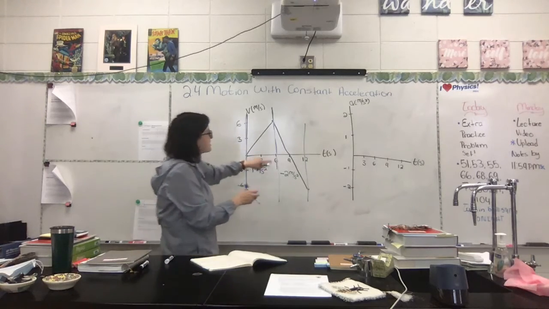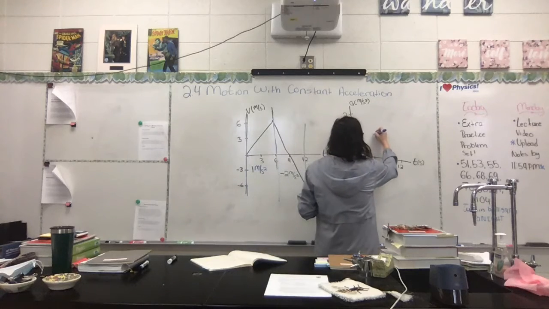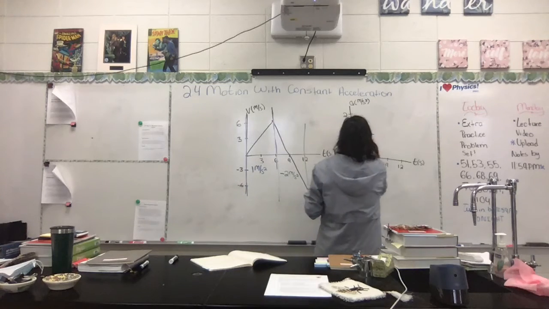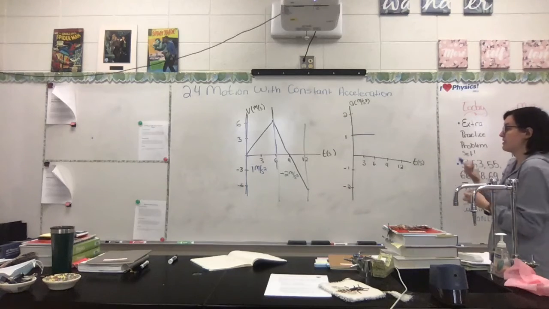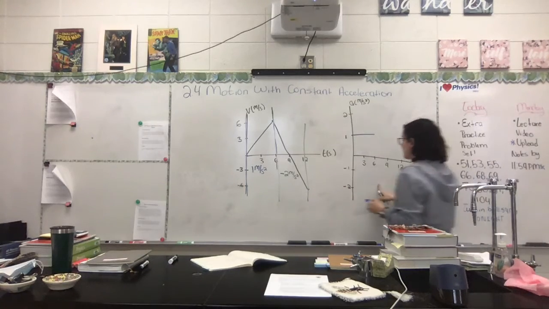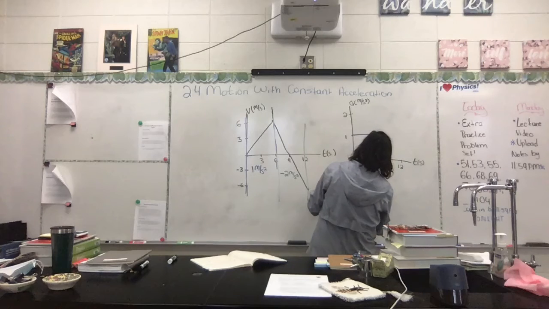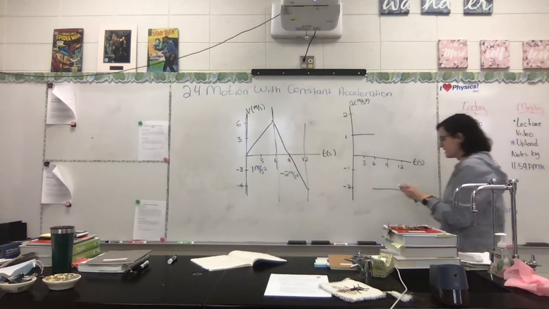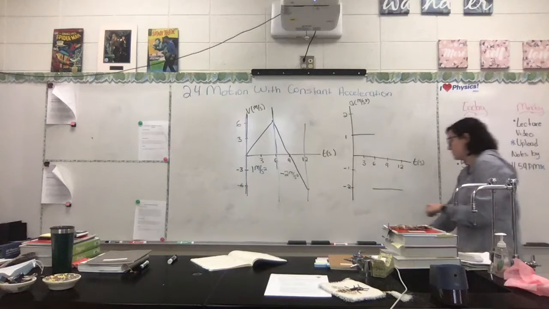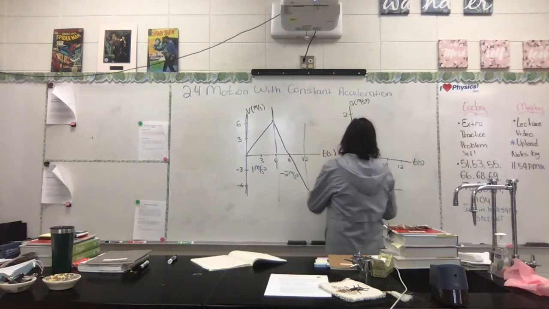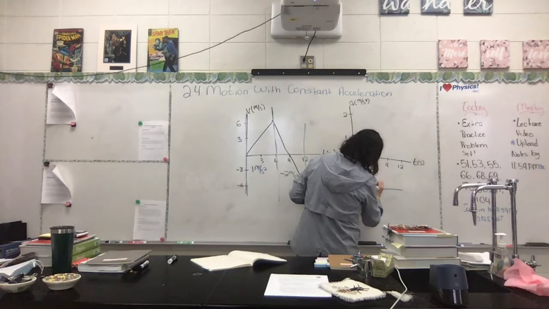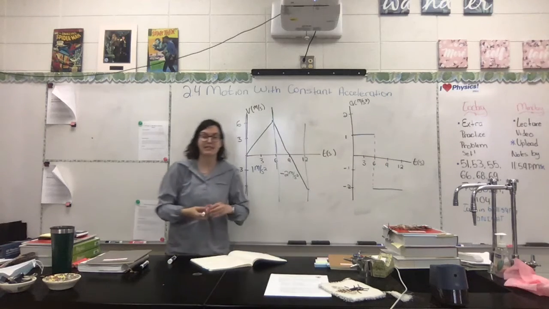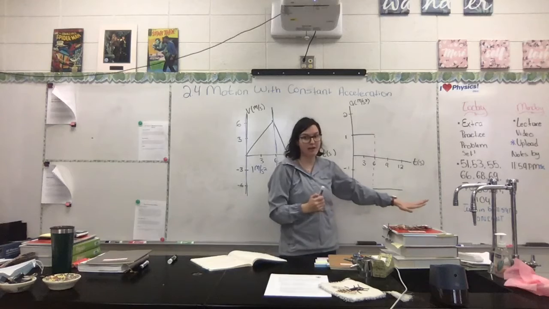From 0 to 6 seconds, it's going to be a straight line, okay? At 1 meter per second squared. Then from 6 to 12, it's going to be a straight line at negative 2 meters per second squared. And then we'll draw our handy dandy trusty dotted line to sort of connect them in our step graph, okay?